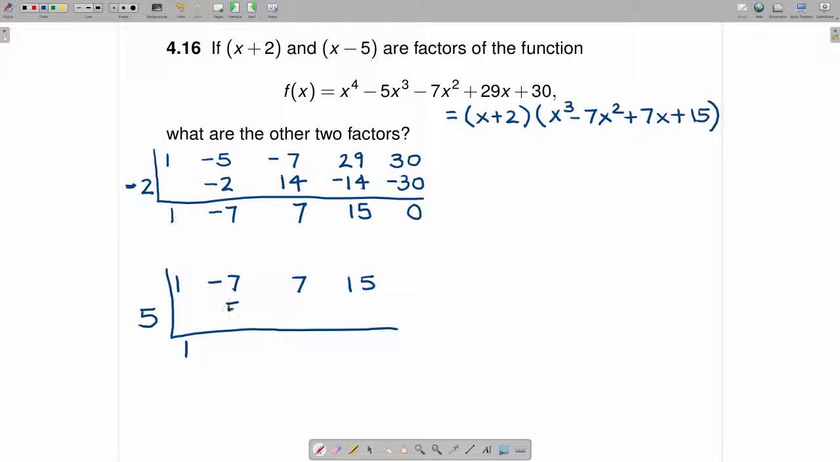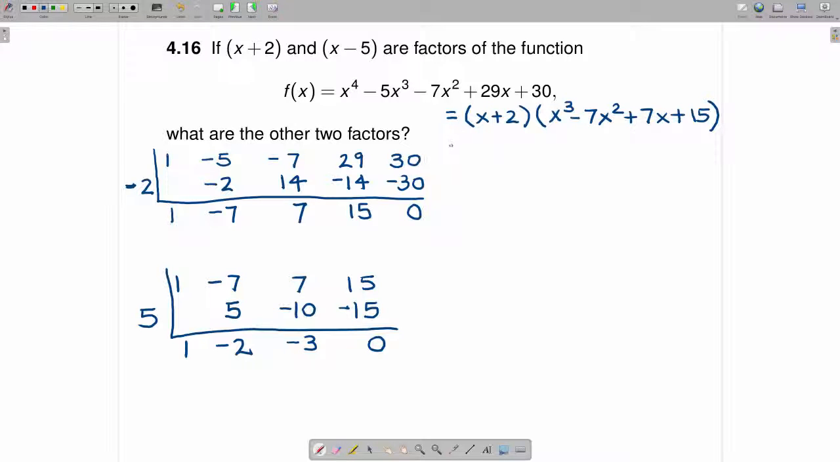1 times 5 is 5. When you add negative 7 and positive 5, you get a negative 2. Negative 2 times 5 is negative 10. When you add 7 and negative 10, you get a negative 3. Negative 3 times 5 is negative 15. You add 15 and negative 15, and you get a 0. We're not surprised that we got a 0, just like we got a 0 here, because we were told that x plus 2 and x minus 5 are factors. But look what just happened. We took this third-order polynomial, divided it by x minus 5, and this is what's left over.